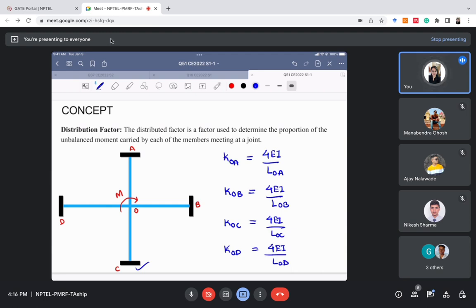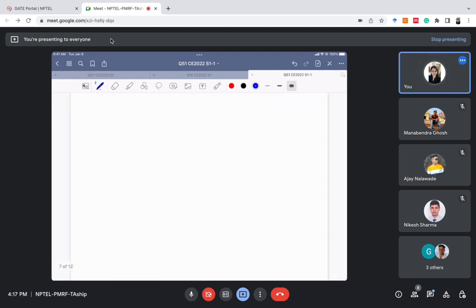Now what is distribution factor? Distribution factor is the ratio of the stiffness of that particular member divided by the stiffness of all the members connected to that particular joint. Let's see how we can calculate it. The distribution factor of member OA will be the stiffness of member OA divided by the sum of the stiffness of all members which are connected to that joint O.